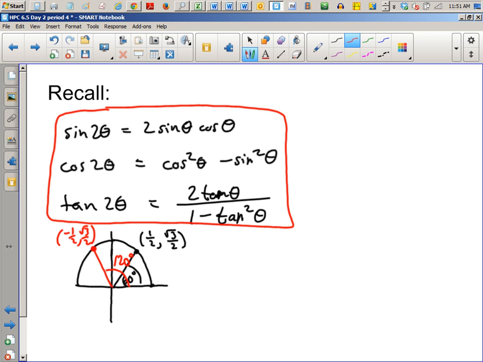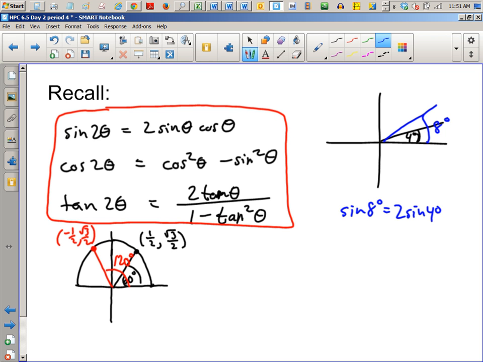Okay, for example, even if we had a generic angle like 4 degrees, right, and you wanted to study 8 degrees, you wanted to know what sine and cosine of 8 degrees was. What we're saying is that if you want sine of 8 degrees, that's just 2 times sine of 4 degrees times cosine 4 degrees. They're related through the formula. That's the relationship.